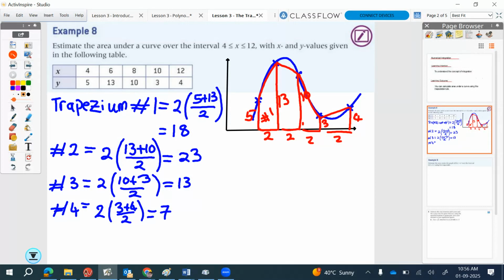What's the total area under the curve in this interval, or at least an estimate of it? The area we're after is going to be the sum of all of these. So it's 18 plus 23 plus 13 plus 7. So that's 20, 43, 53, 60, 61.